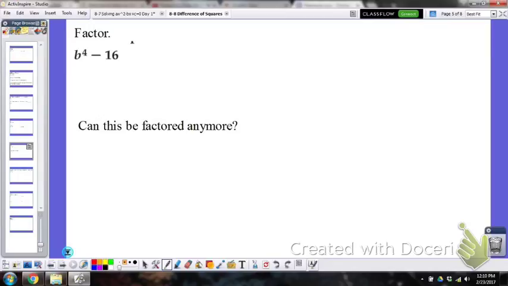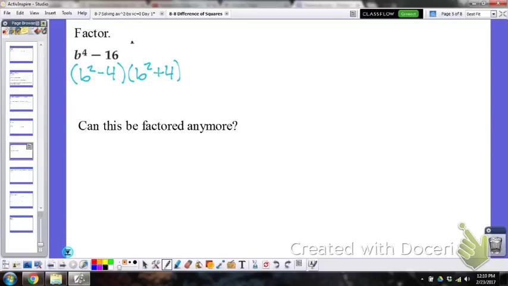So we have another one to factor here. We're going to factor b to the power of 4 minus 16. This b to the power of 4 is a square because the square root of b to the power of 4 is b squared. And also 16 is a perfect square, so we do have a difference of squares here. So this will factor into b squared minus 4 and b squared plus 4.